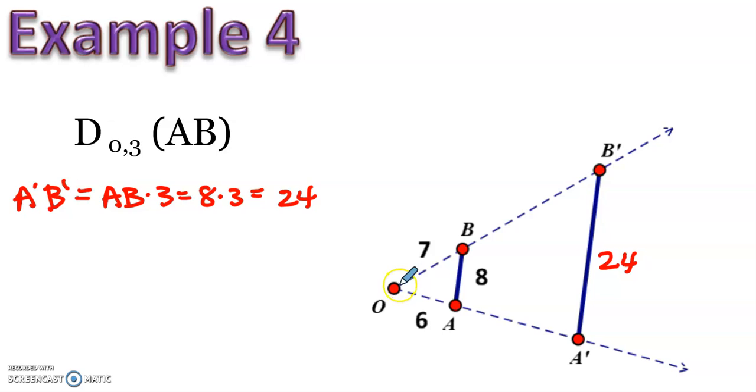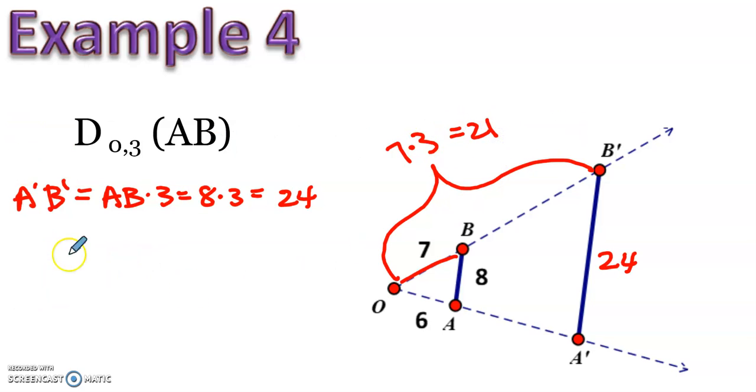Okay, if I already know my distance from the center to point B is 7, I know that from the center to B prime is going to be 7 times 3, or 21 there. So if O to B equals 7, then, wait, I guess I want to write it. From O to B prime is going to be OB times 3, or 7 times 3.